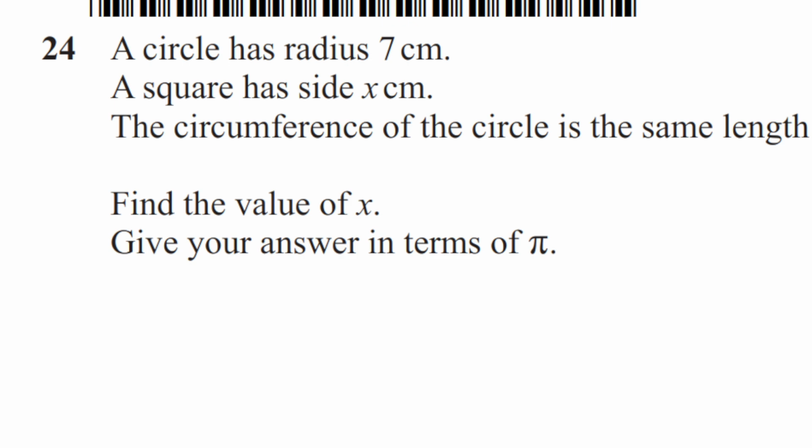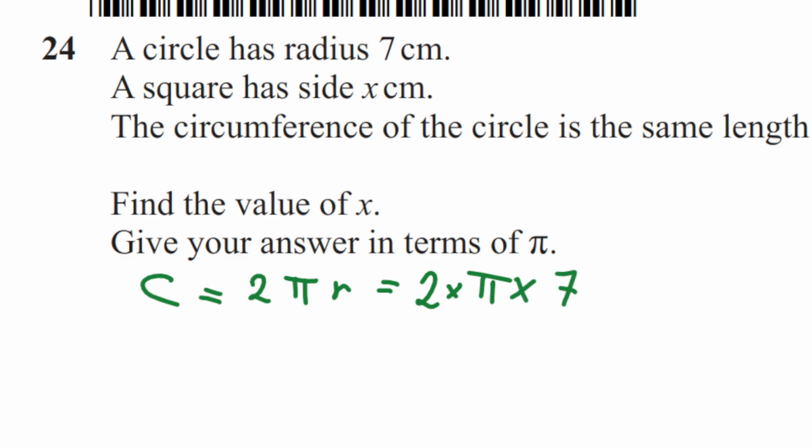We first need to find the circumference of the circle. Since the radius is 7, the circumference of the circle is equal to 2 pi r. So it's going to be 2 times pi times 7. That gives you the circumference equal to 14 pi, because they said give your answer in terms of pi, because it's non-calculator. They don't want you to do all the working.